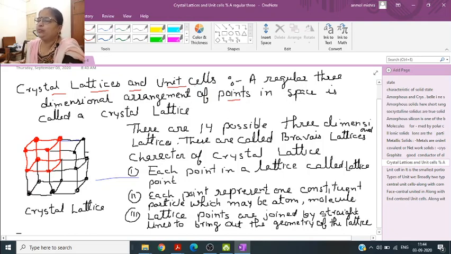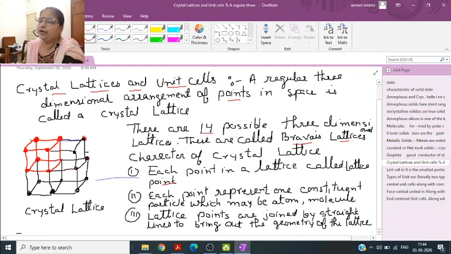So total possible crystal lattices are 14 and they are called Bravais lattices. The characteristic of crystal lattice is that each point in a lattice is known as a lattice point. You can see here these points are called lattice points.